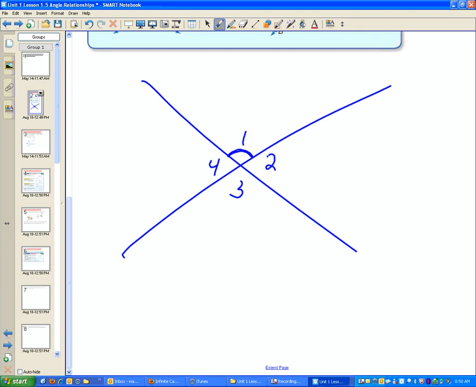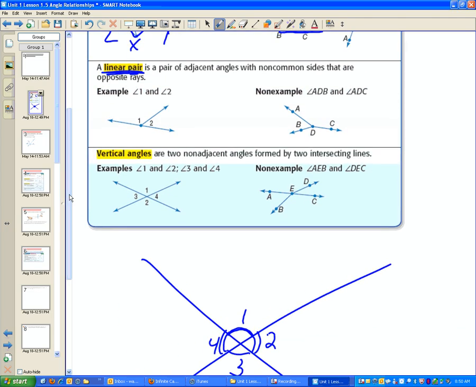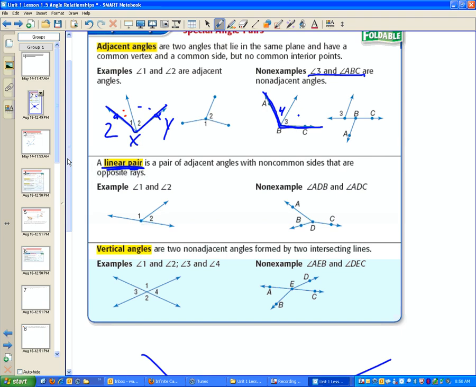So, what angle is not adjacent to angle 1? 3. It's the only one that's not adjacent to angle 1, isn't it? Angle 1 and angle 3 are a pair of vertical angles. What's the only angle that's not adjacent to angle 4? Angle 2. Angle 4 and angle 2 are another pair of vertical angles. All right? Vertical angles turn out to be so useful because vertical angles are congruent. And they have the same measure. So that's going to be really handy. You can see how that's going to be handy, can't you? Okay? All right, so look back at these. Do you think you got them all? Adjacent, linear pair, vertical angles?